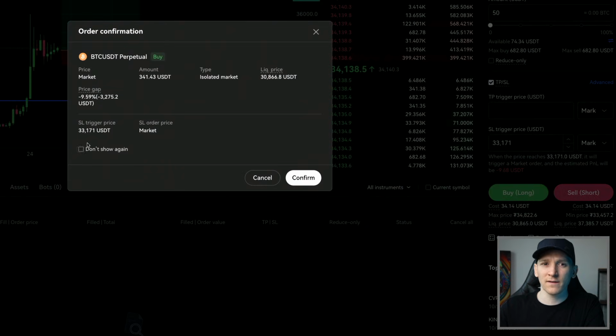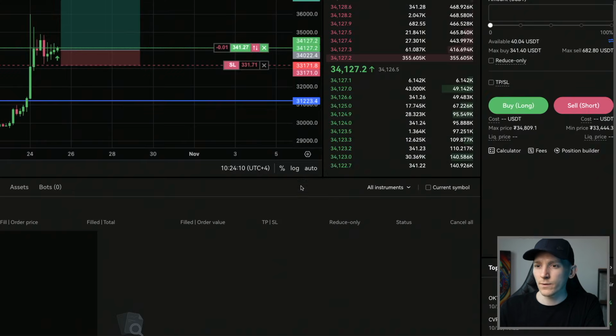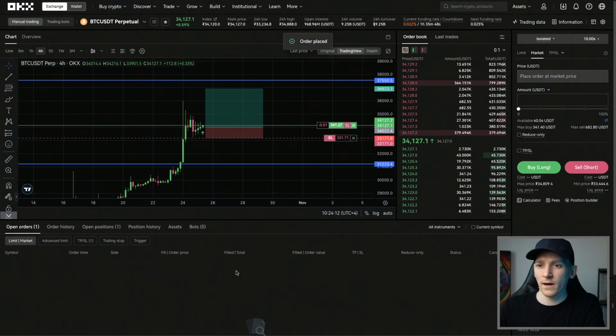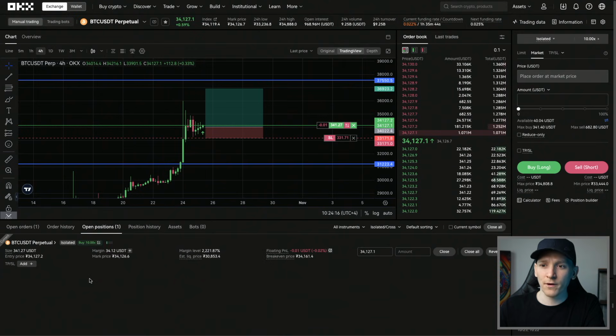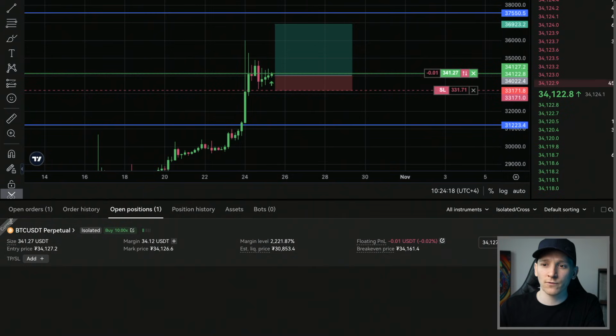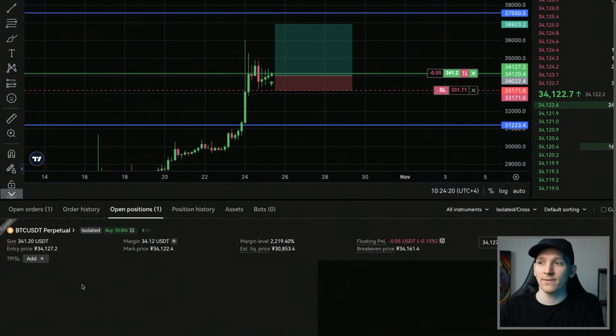If you don't want to see this again, just press don't show again, but you can see the market price, price gap, isolated market order, liquidation price is 30 and our stop loss is 33. So we enter that and confirm and that's an open order for us, and then we can go to open positions. So now we have an open position and it says current right here, meaning that it's actually open and in the system. What we see now on screen is all of our order details.